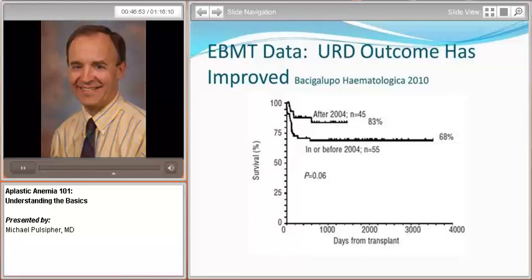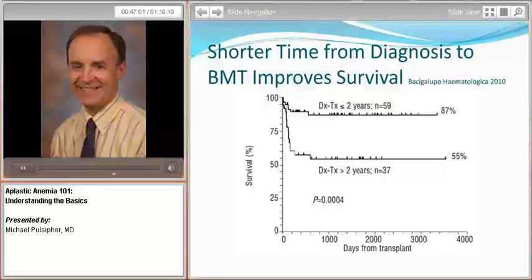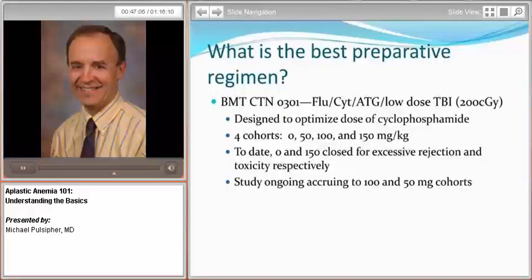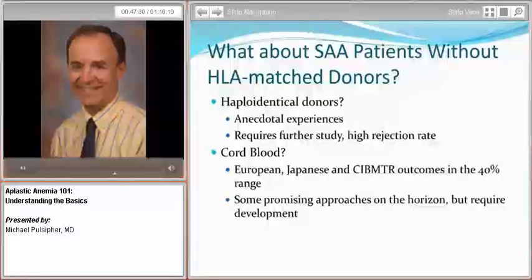Now, a couple things to learn. As I mentioned, after 2004, outcomes are much better with unrelated donors. As you can see, survival exceeding 80%. If you're transplanted within 2 years, survival was close to 90% for unrelated donor transplant. What's the best approach? A combination of fludarabine, cyclophosphamide, ATG, and very low-dose total body irradiation now appears to be the very best approach. There's a big study ongoing in the Bone Marrow Transplant Clinical Trials Network trying to decide what the best dose of cyclophosphamide is. We think it might be either 50 or 100, and we're working on that.